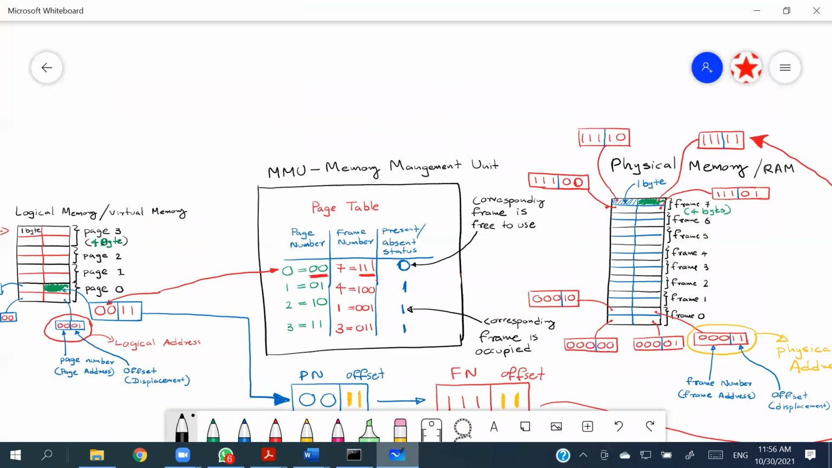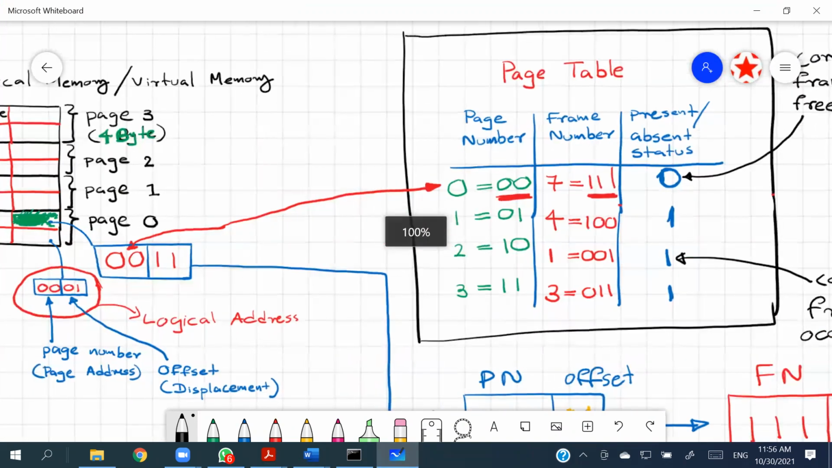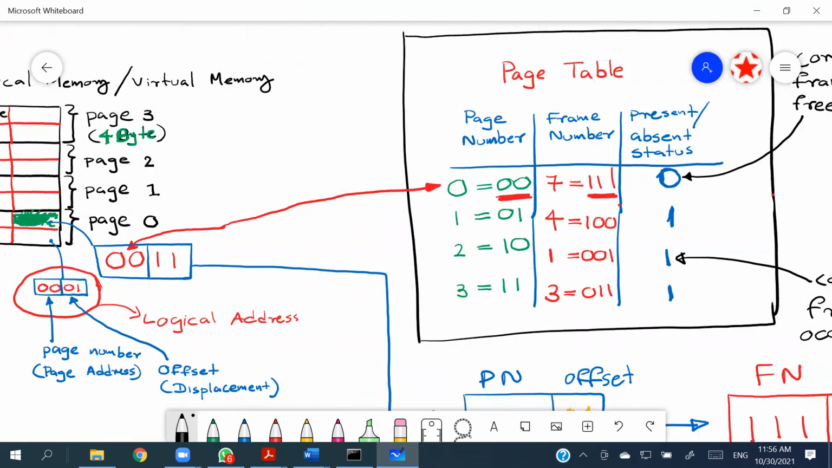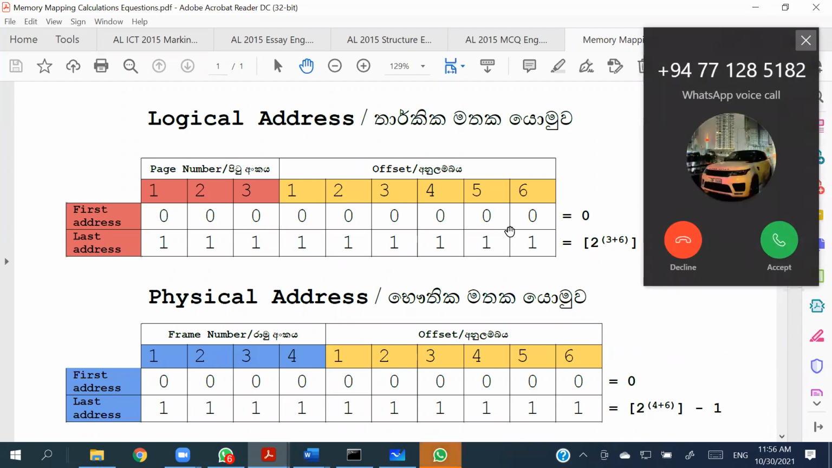In the earlier example, we were talking about a logical address which is 4 bits long. Now we are referring to something bigger, which is a 9-bit logical address. I have shown you the very first address that the logical address can take, which is all zeros, and the very last address that it can take, which is all ones. The values in between these two can be many different combinations for many different bytes inside the logical memory. So all zeros is going to indicate the very first one.